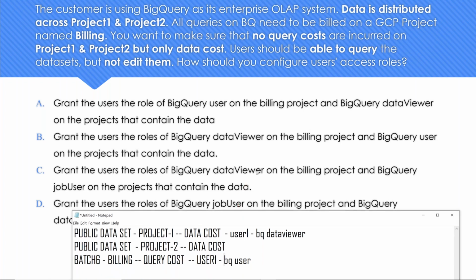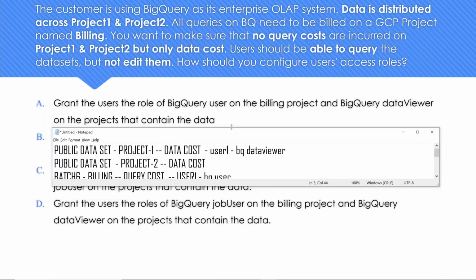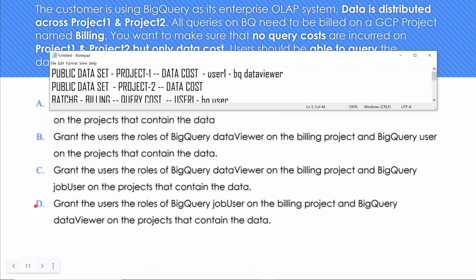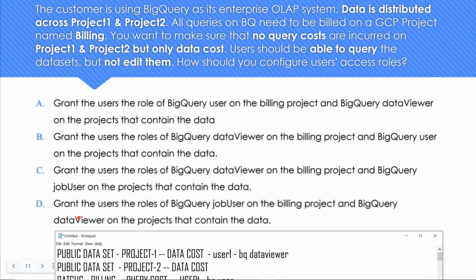So then the leftover is option D, where BigQuery job user is on the billing project, exactly like the demo which I did. I gave Mahesh at learnwithmahesh.com the job user role, and I was able to query a public dataset. So I was charged to my batch 6, but the data was residing somewhere else. So if you see option D and A, both are right. A and D both are right.